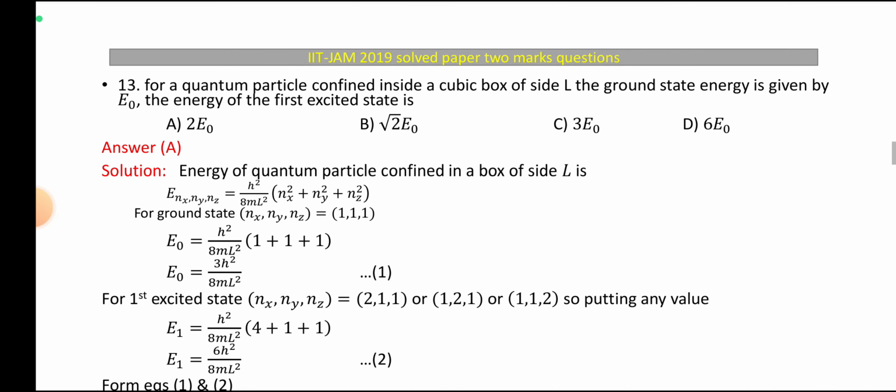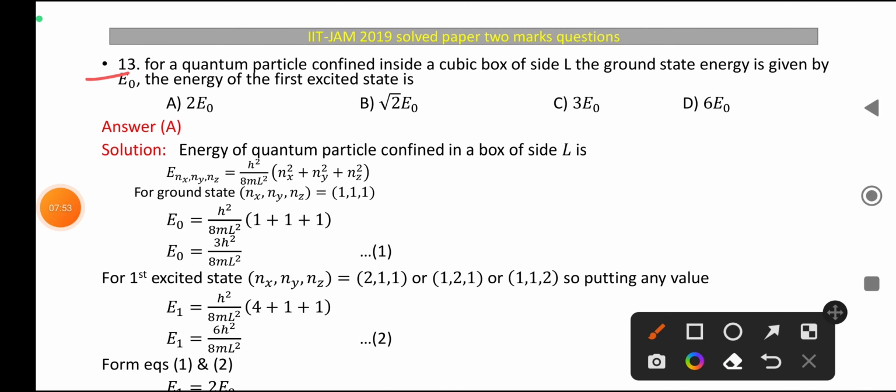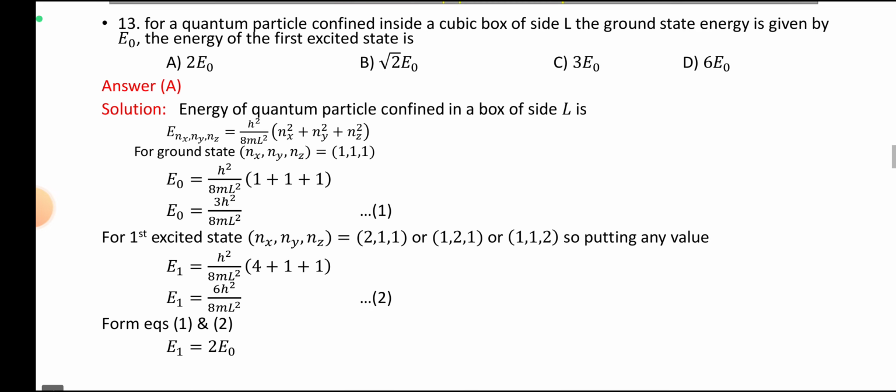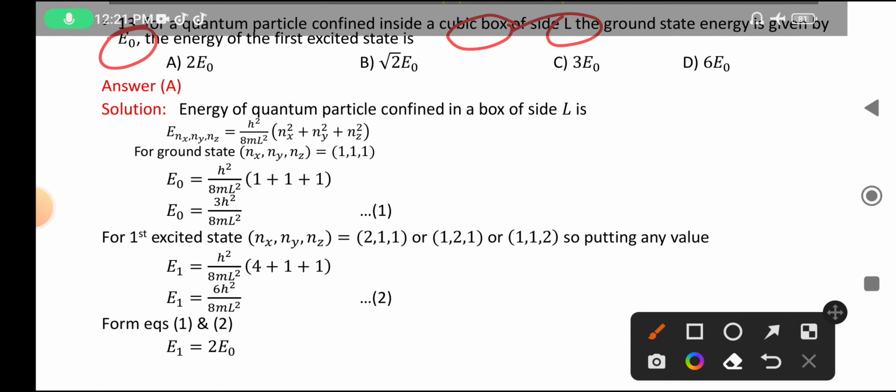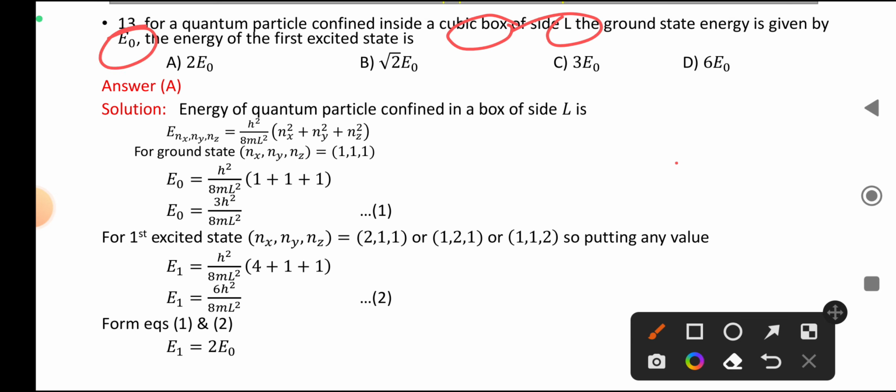And next, question number 13. For a quantum particle confined inside a cubic box of side L, the ground state energy is given as E0. The energy of the first excited state is, okay, so there is a quantum particle and it is inside a box whose side length is L. Its ground state energy is given, but what we have to calculate is its first excited state.